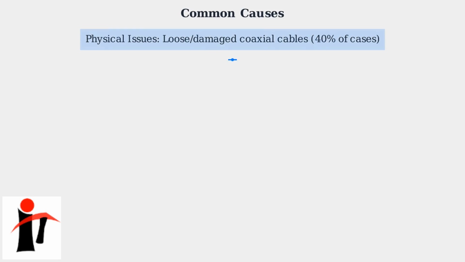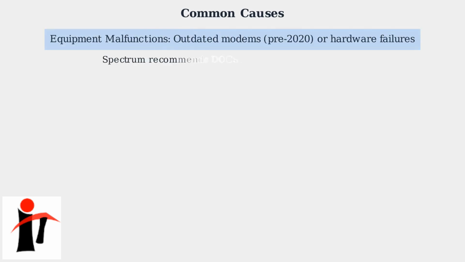Common culprits include physical issues like loose or damaged coaxial cables, which account for about 40% of cases. Equipment malfunctions, such as outdated modems, older than 2020 models, or hardware failures due to power surges, are also frequent causes. Spectrum recommends using DOCSIS 3.0 Plus compatible devices.